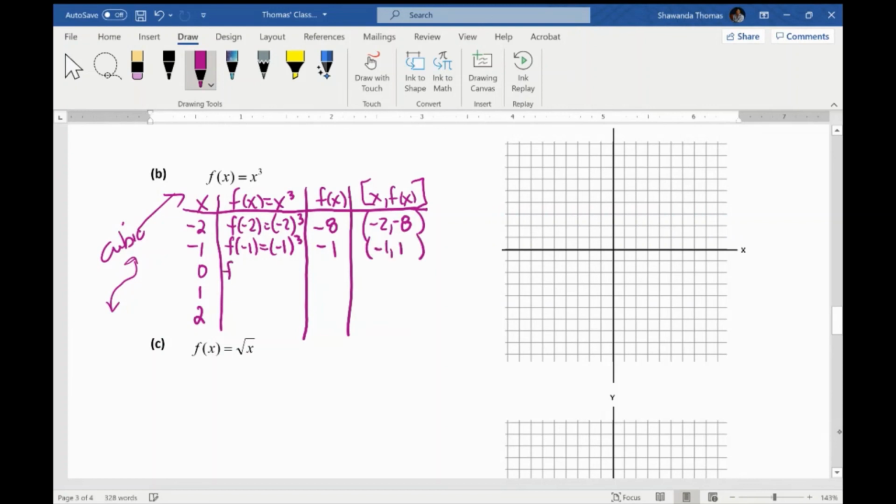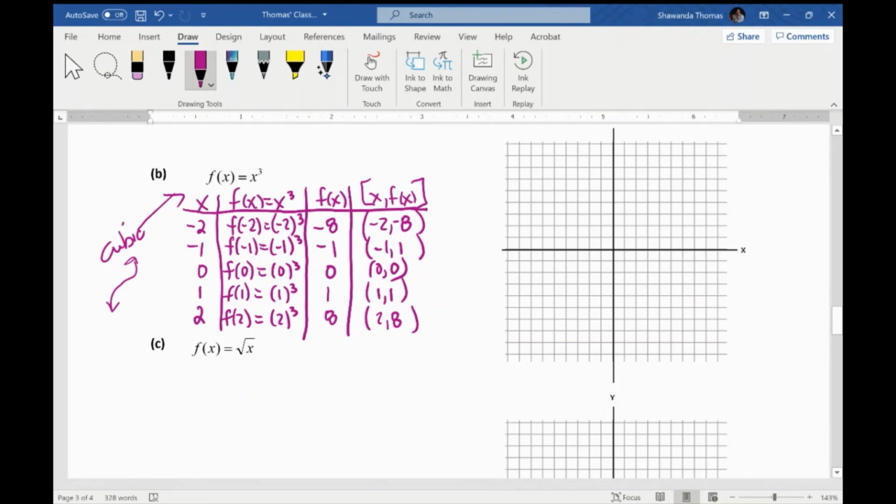All right, f of 0. 0 cubed is 0, and so that's 0, 0. All right, f of 1 equals 1 cubed, which equals 1, and the point is 1, 1. And f of 2 equals 2 cubed, which equals 8. So the point is 2, 8. Yep. All right.